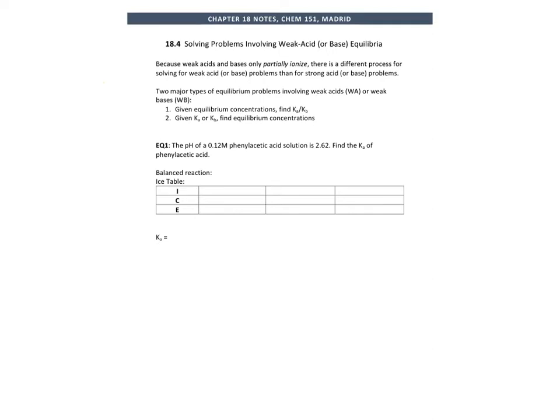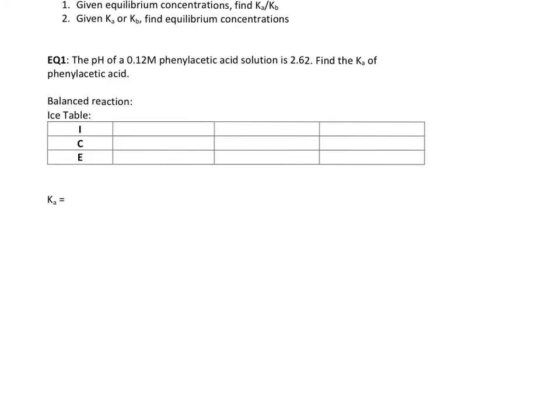Example question 1. The pH of a 0.12 molar phenylacetic acid solution is 2.62. Find the Ka of phenylacetic acid. So let's increase our view on this and start filling in what's given to us. I think it's really helpful in these problems to have your previous notes in front of you so you can look through all of the different equations that we discussed at the beginning of chapter 18, so you know which ones to utilize for each problem.